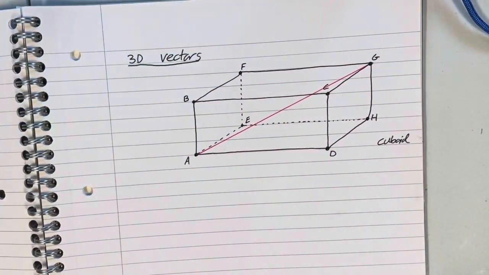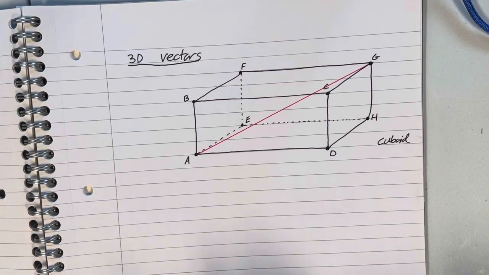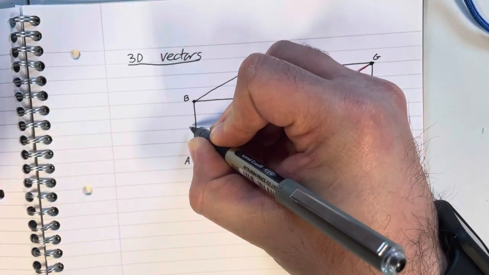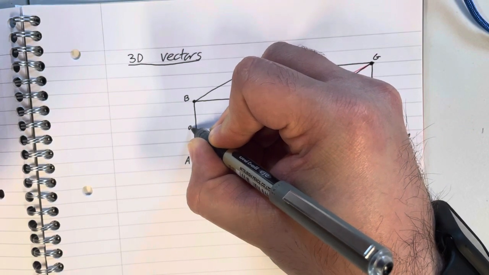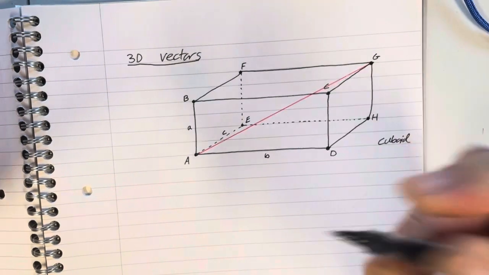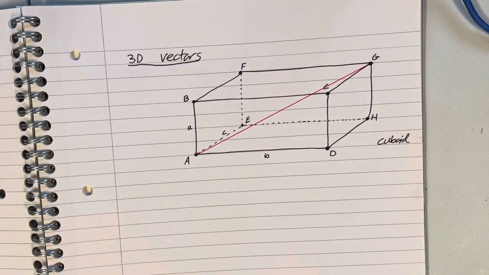And well, what is that length in terms of the edges of the cuboid? So let's call this length A, let's call this length B, and let's call this length C. It doesn't overly matter. What is the length AG in terms of A, B and C?